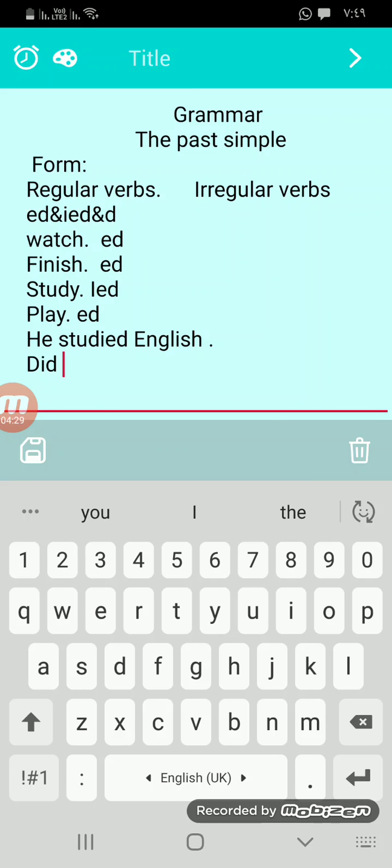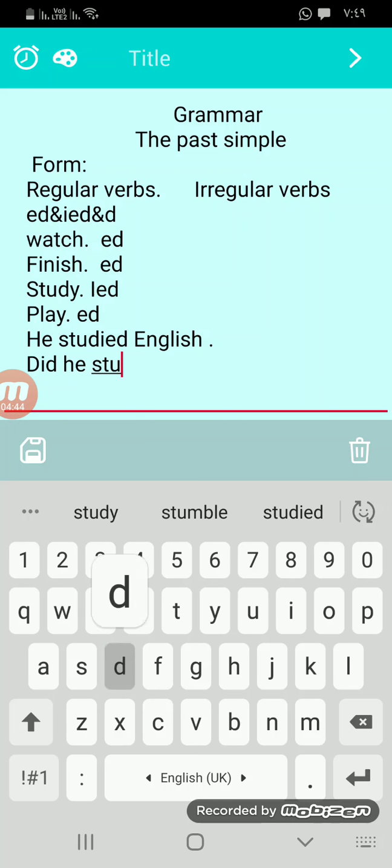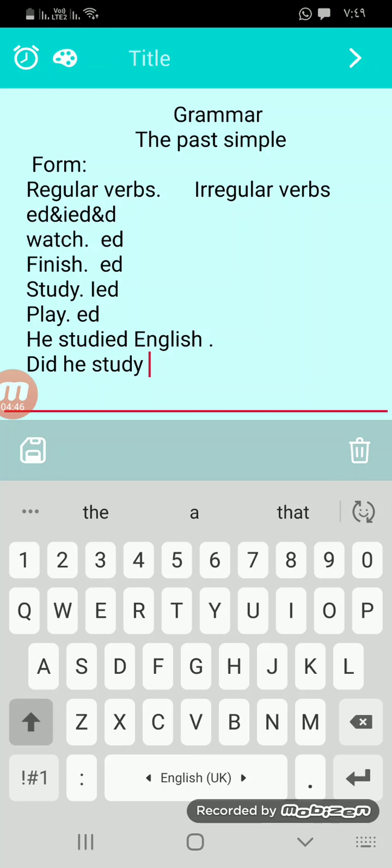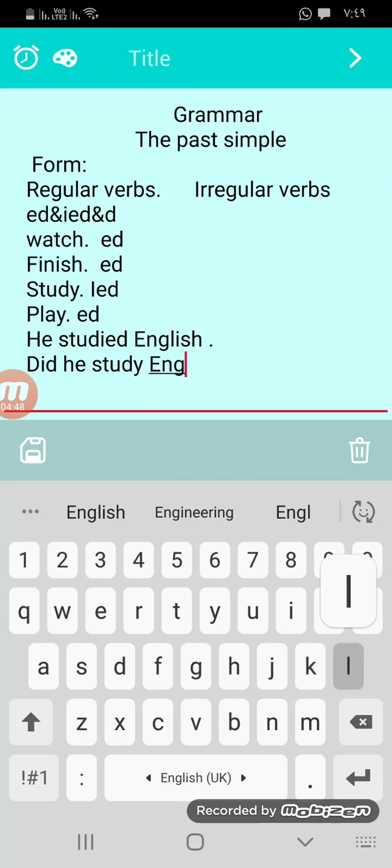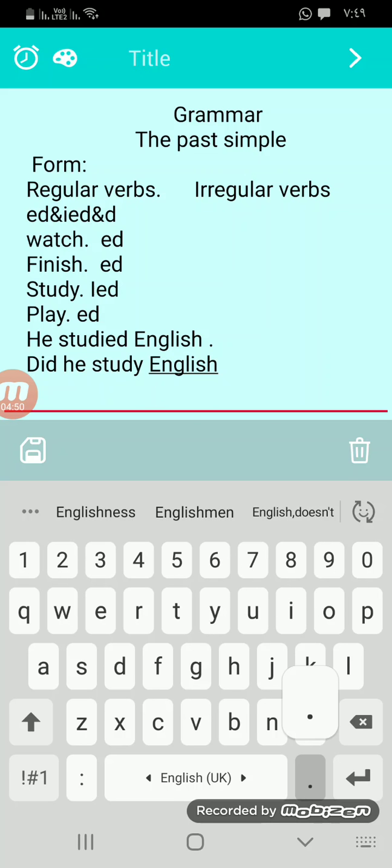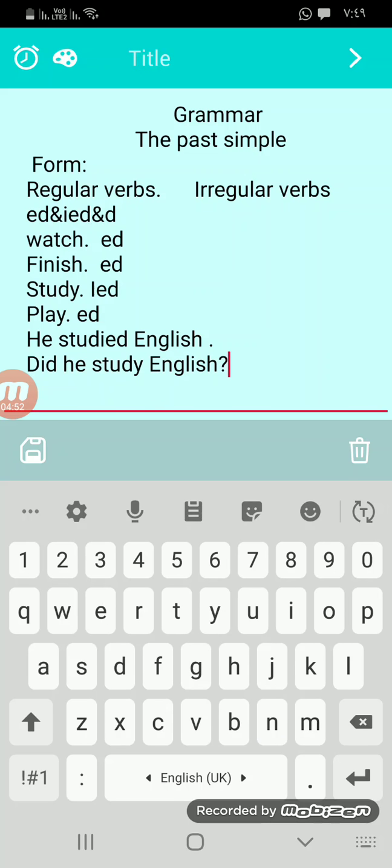After you ask with did, put the sentence the same. Did he? And don't forget to change the verb from past to infinitive. So, did he study English? Understand now? This is the yes no question.